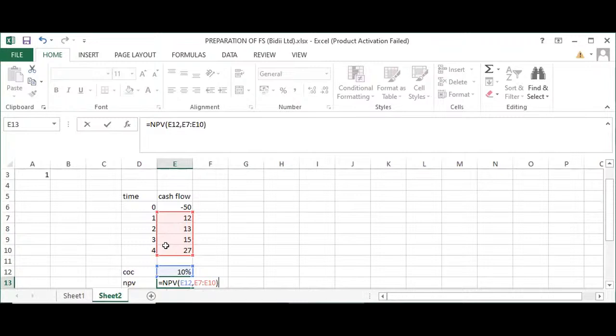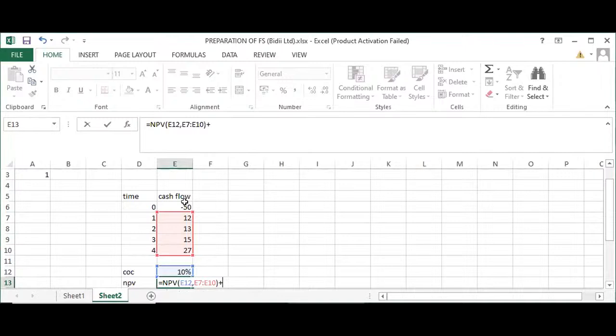All right. Plus the initial outlay, which is 50. You moved very fast. So you can take your cursor there. Go back to the formula. Go back to the formula bar. Yes. Thank you very much. So enter.